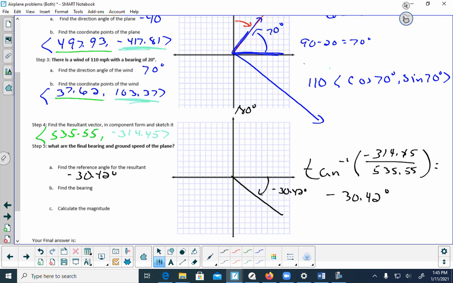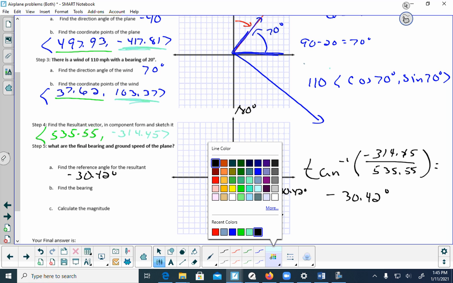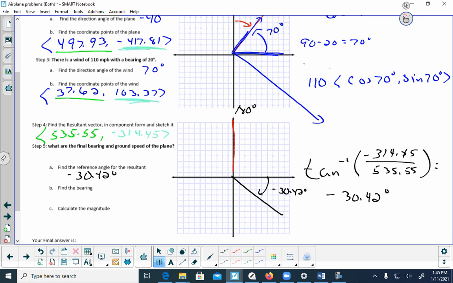But now I need to find my bearing. To find my bearing, I want to start with, this is 0, this is 90. So I'm going to go 0, 90, this is positive direction, and then I'm going to have another 30 degrees. So I'm going to have 90 plus 30.42, and when I add those, I get 120.42 degrees. That's my bearing.